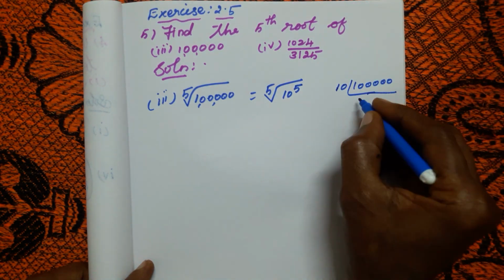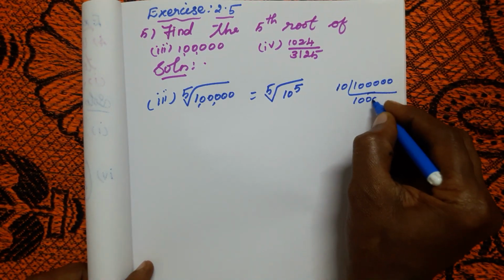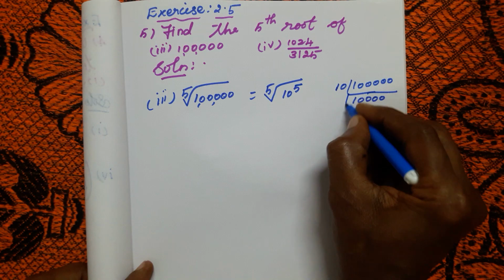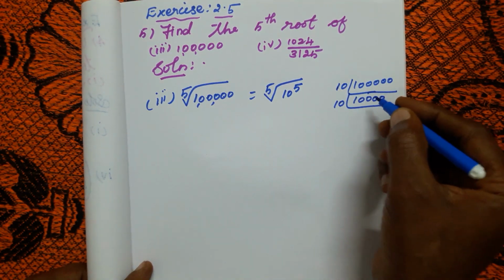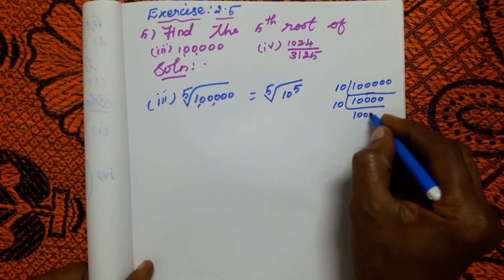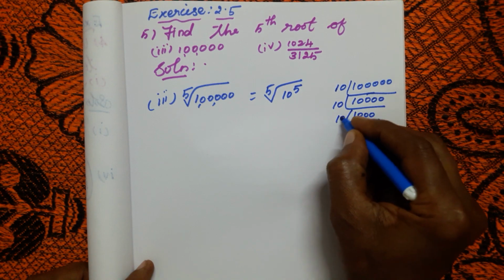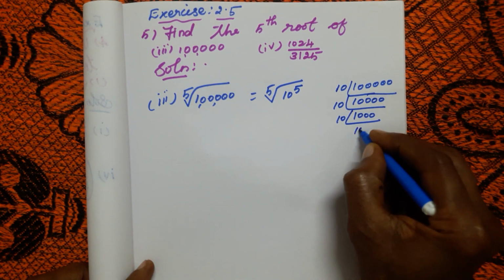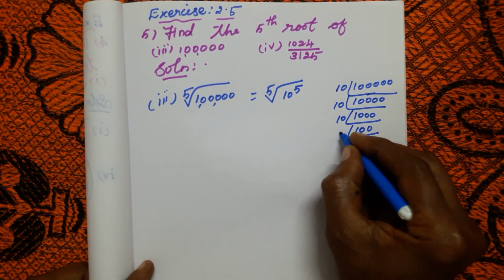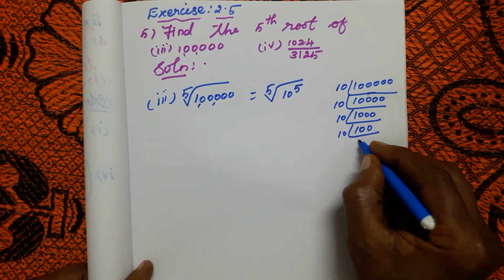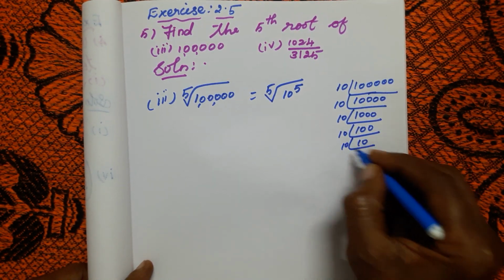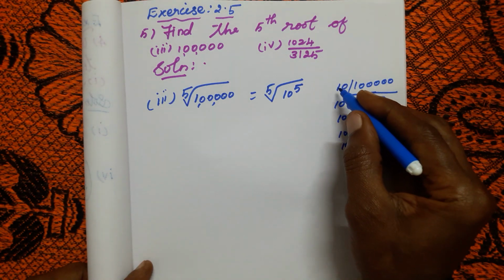10 table factorizing time, 10,000. Next, again 10 table factorizing time, 1,000. Again 10 table factorizing time, 100. Again 10 table factorizing time, 10. Again 10 table factorizing time, 1.